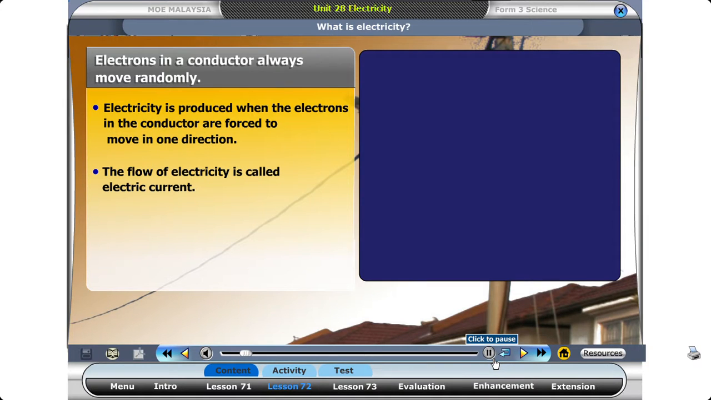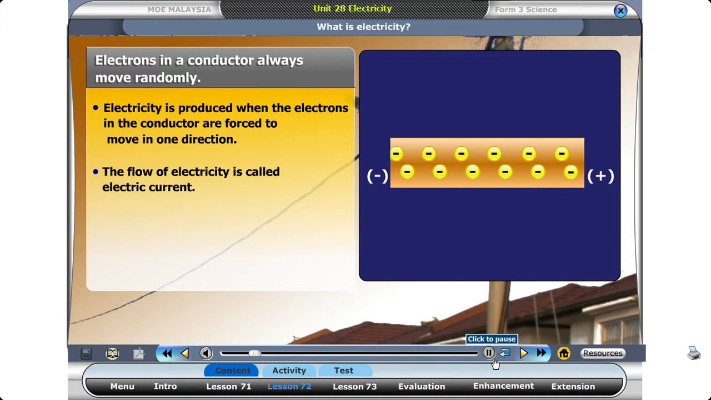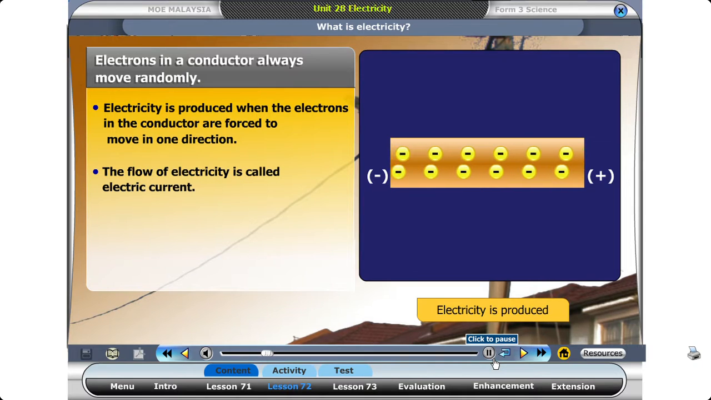What is electricity? Electrons in the conductor always move randomly. When the electrons in the conductor are forced to move in one direction, electricity is produced. The flow of electricity is called electric current.